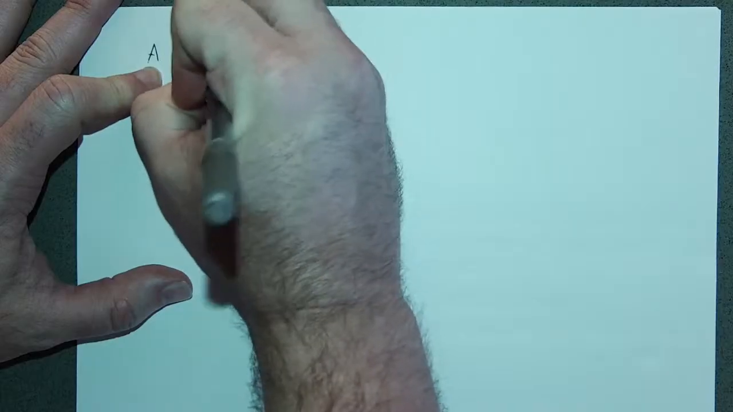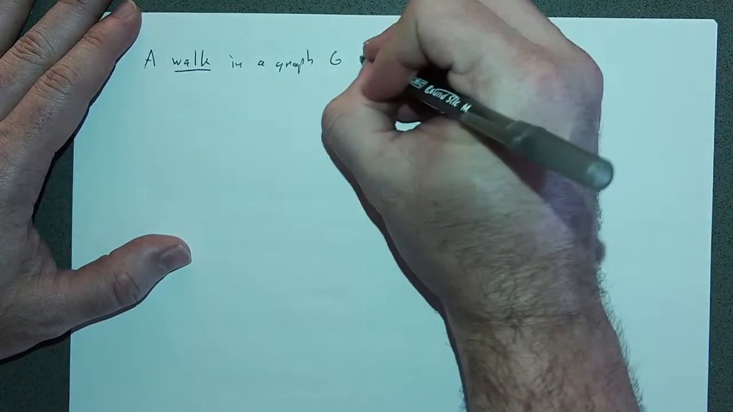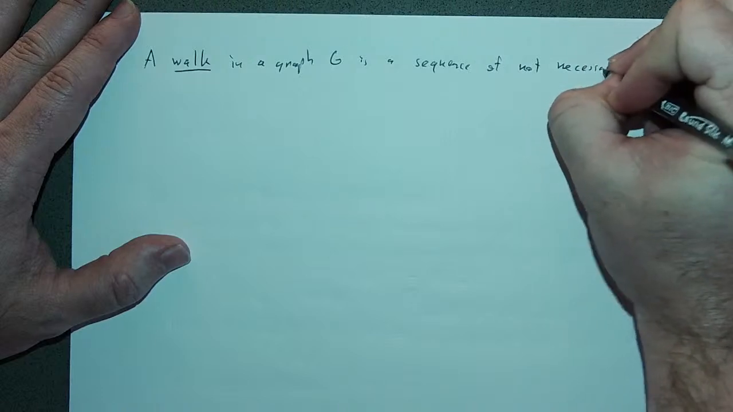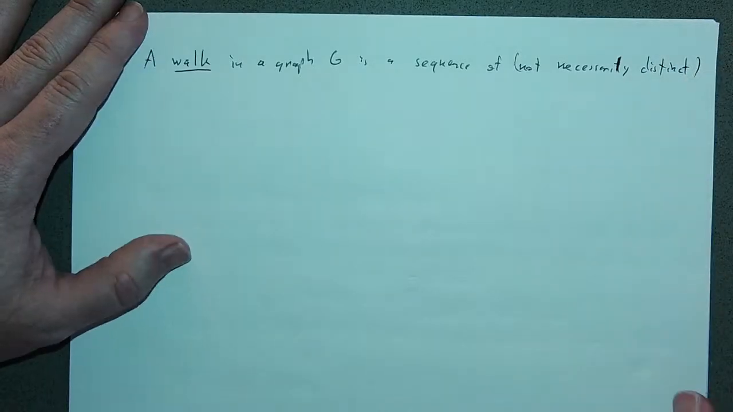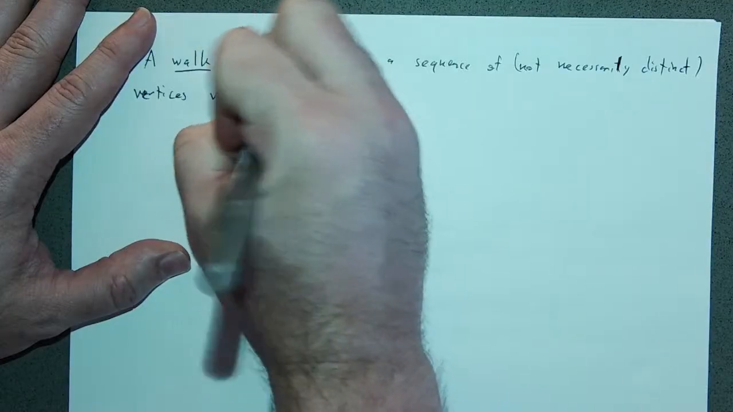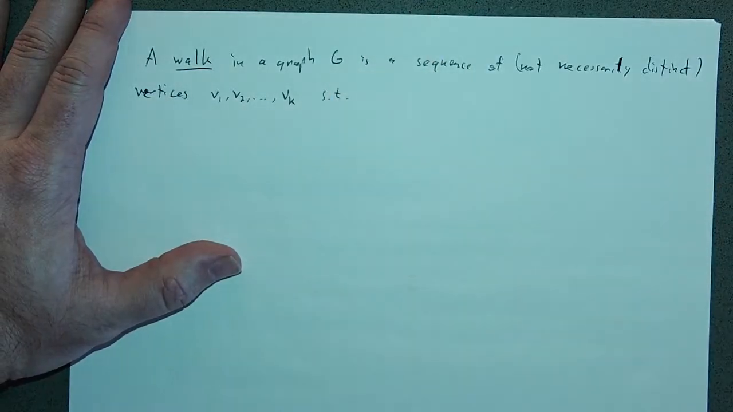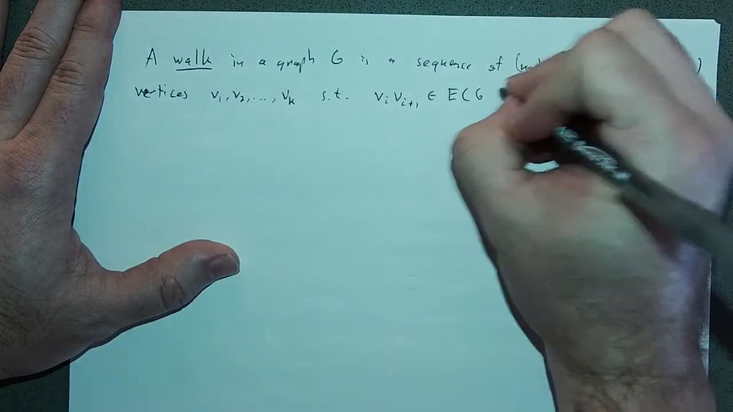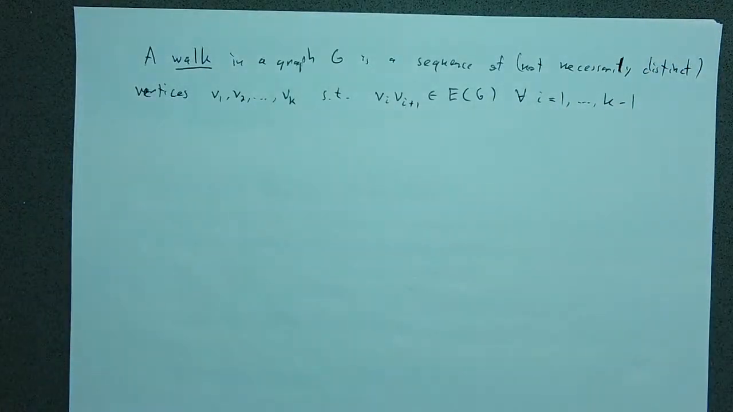Okay, so a walk in a graph G is a sequence of, in parentheses, not necessarily distinct vertices v1, v2, and so on, stopping at some, say, vk, such that each edge v_i v_(i+1) is in the edge set of G for each i. It goes up to k minus 1 because the stopping point is v sub k.